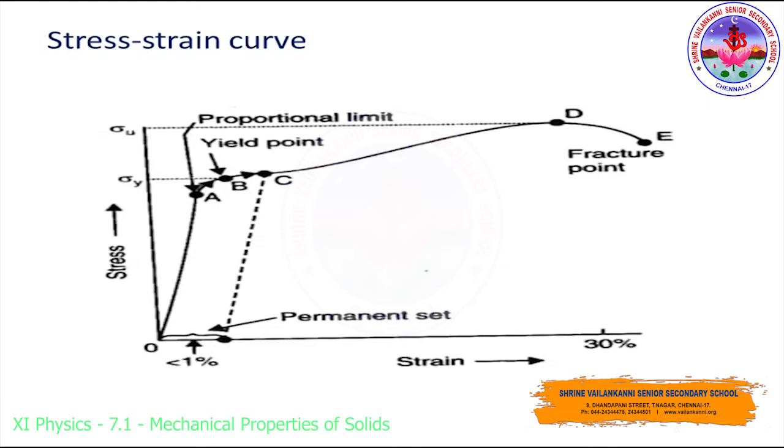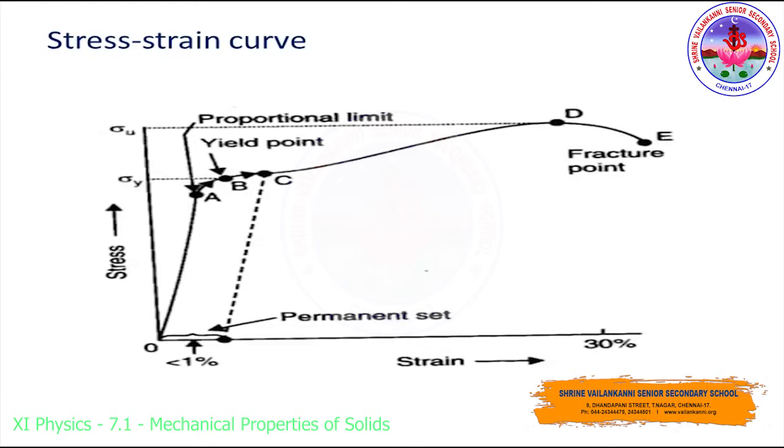See, notice that curved portion AB. In the curved portion AB, Hooke's law is not obeyed by the particular material. However, if the load is removed at any point between O and B, the curve is retraced along BAO, and the wire attains its original length.